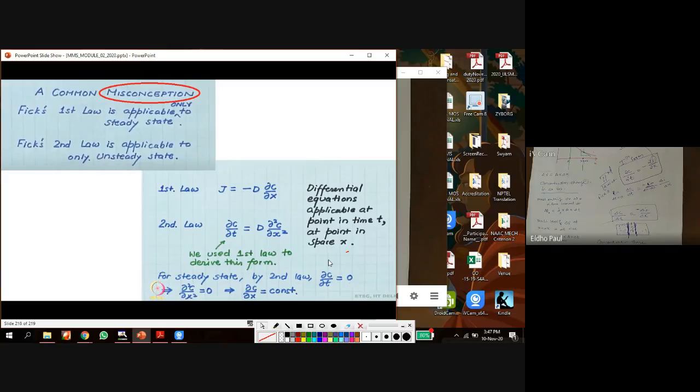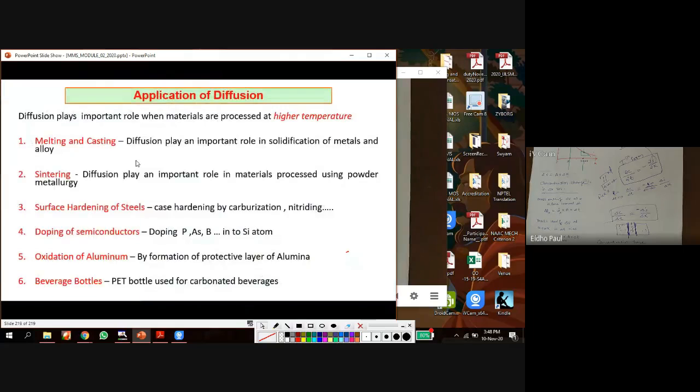Okay, and then ∂²c/∂x², what is the value? That is also equal to 0. That means ∂c/∂x will be constant. That means the concentration change with respect to position will be a constant value. Okay, so Fick's first law and Fick's second law can be applied for unsteady and steady conditions. Okay, that is about diffusion.